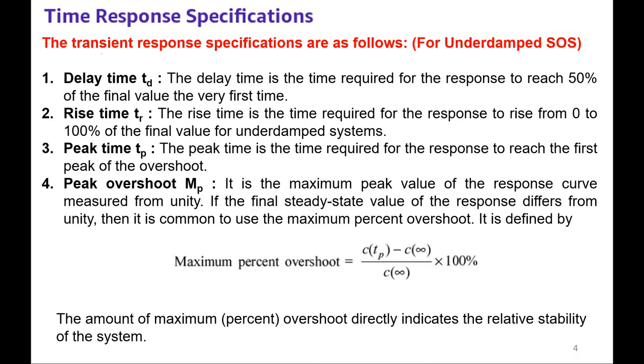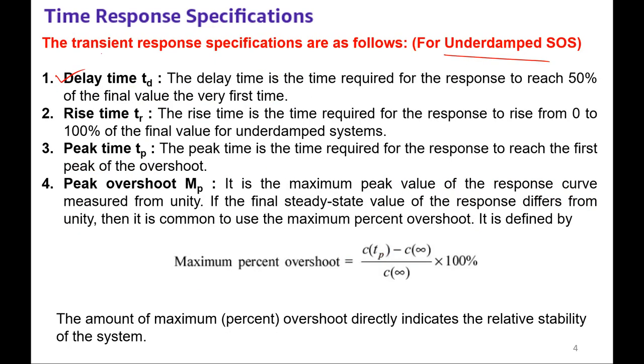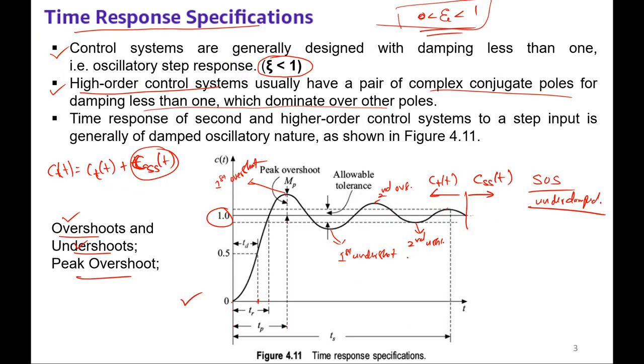So before achieving the steady state, these time response specifications we call transient response specifications for an underdamped second order system. We'll define them one by one. Delay time, td. We can observe here the delay time from here to here, where the response is achieving 0.5, meaning 50% of the final value. 1 is 100%, 0.5 is 50%. How do we define delay time? The delay time is the time required for the response to reach 50% of the final value the very first time. We call it delay time td, from here to here.